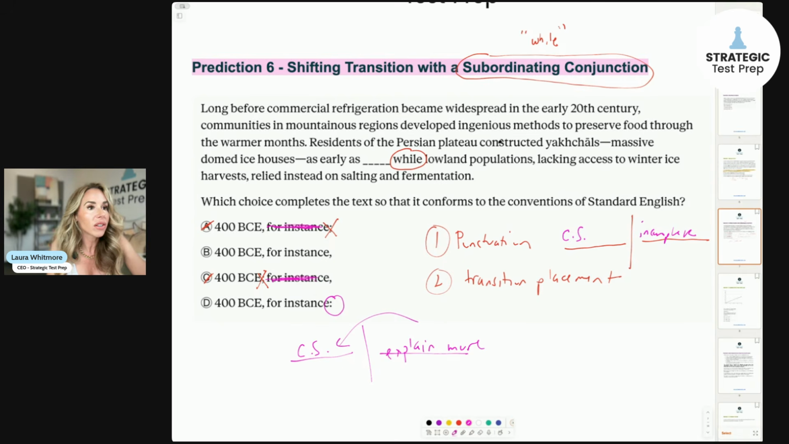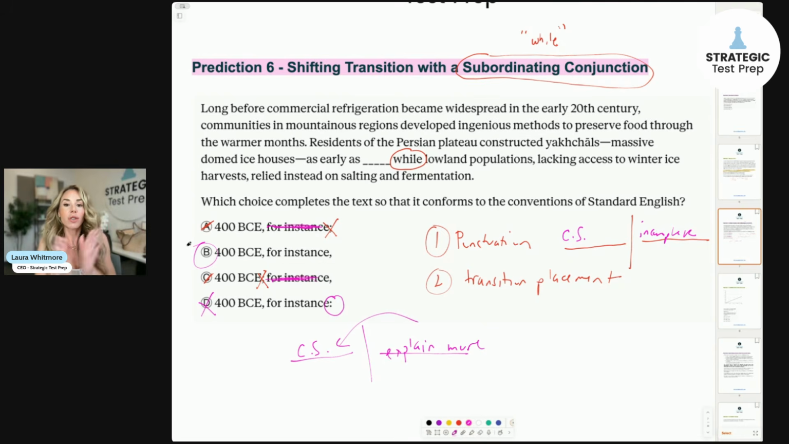Residents of the Persian Plateau constructed yakhchals, massive domed ice houses, as early as 400 BCE. Okay, if they went on here to describe more about the massive domed ice houses and how large they were, or they went into further detail about the yakhchals, then we are going to go with the colon. But do you see how they shifted gears and they started talking about something else, lowland populations? We don't want a colon here. It's not explaining more about what the first side said. So we're just going to go with B.